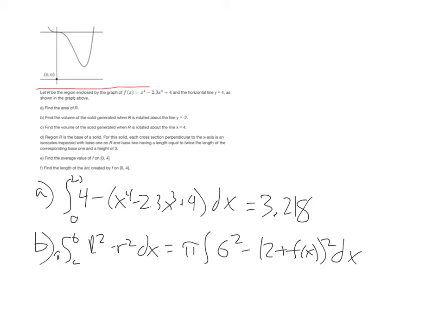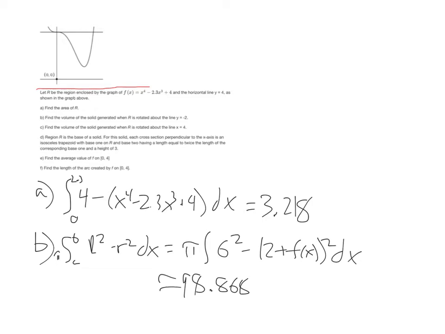And I'll be very careful when I enter that into my calculator. And if I do that, I should get about 98.868.